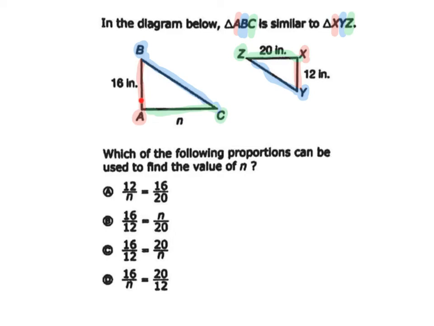So we know that AB right here, or BA, is 16. So anywhere that there's a 16, I need to color code it red. Now the other one that is red in the small triangle would be our 12 right here. So anywhere there is a 12, it needs to be red as well. Keep going. We are given green. So for green, we have N and 20. So anywhere there's an N and 20, we need to color code green.